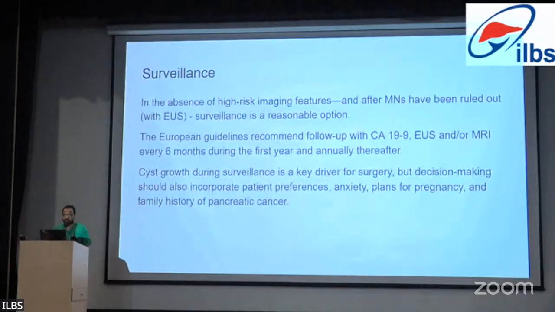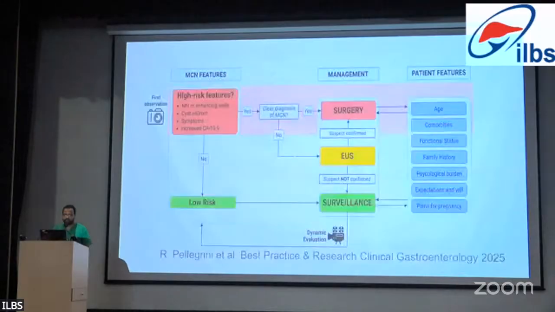Surveillance is a reasonable option in the absence of high-risk imaging features and after mural nodules have been ruled out with endoscopic ultrasound. The 2018 European guidelines recommend follow-up with CA19-9, EUS and/or MRI every 6 months for the first year and annually thereafter. Cyst growth is a key factor when determining whether to undergo surgery. But decision making should also incorporate patient preferences, anxiety, plans of pregnancy, as size usually increases during pregnancy, and family history of pancreatic cancer.